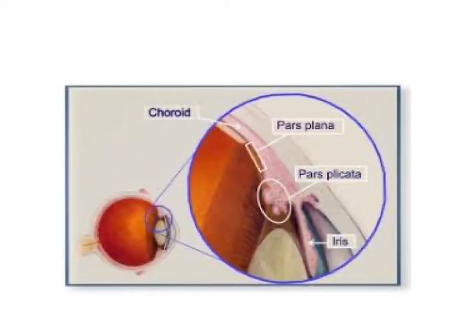This photo shows the pars plicata of the ciliary body, and here this is the iris. So if the iris and the pars plicata are inflamed, it is anterior uveitis. But if the pars plana is affected, and its adjacent retina and choroid, this is intermediate uveitis.